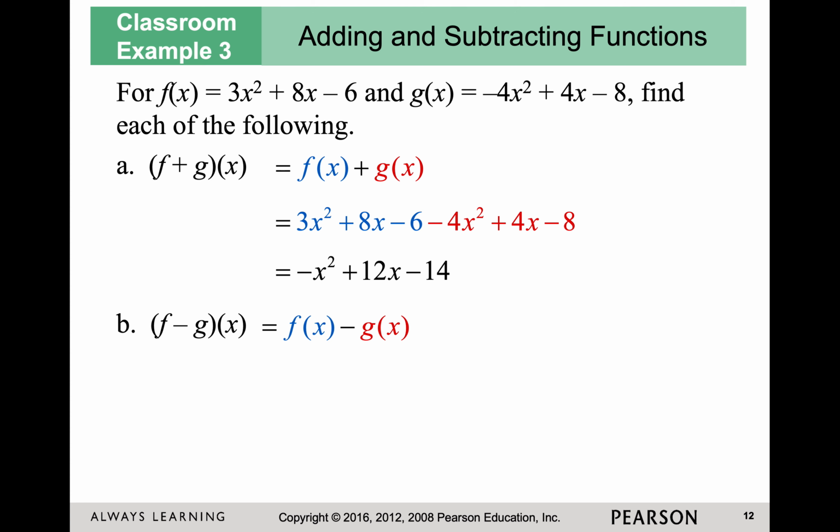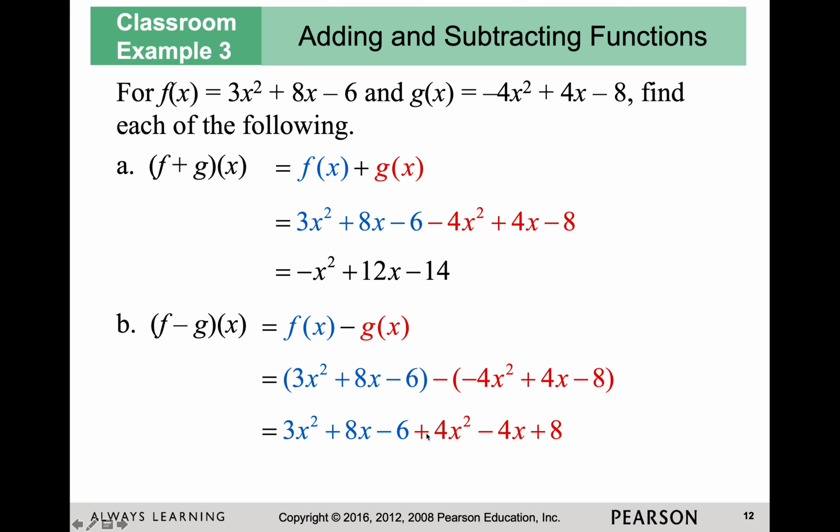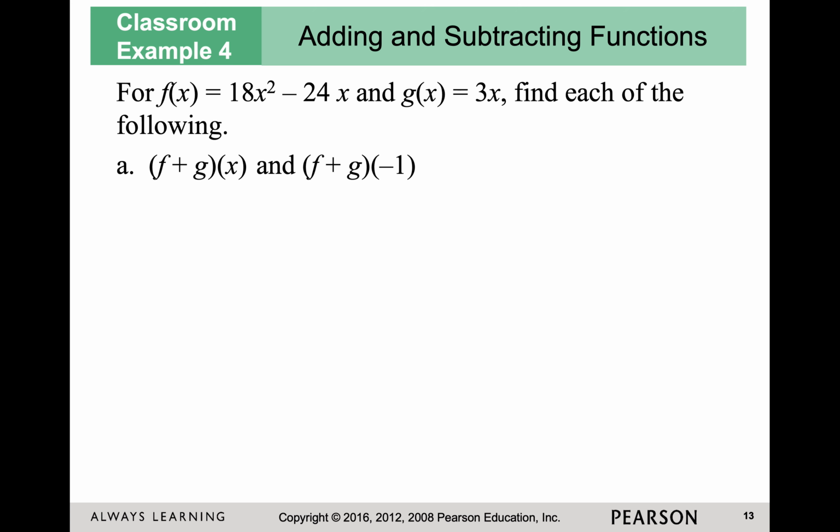However, in part B, I have subtraction, which means I'm going to have to distribute this subtraction symbol to every single term. Then I can combine my like terms. So when we're adding and subtracting functions, the place where mistakes are made is when you're not distributing that negative through there. Here's another example.